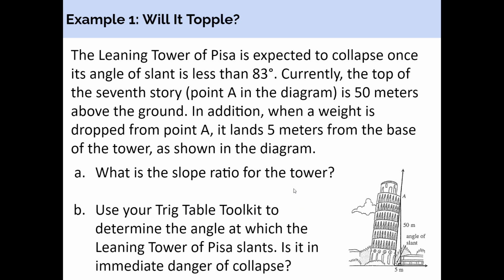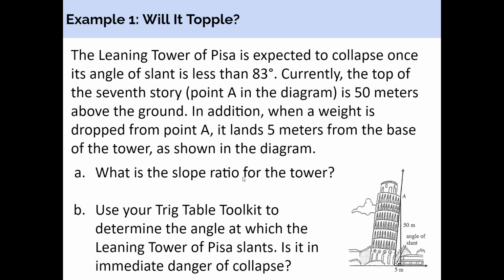First little exploration is the Leaning Tower of Pisa. It's expected to collapse once its angle of slant is less than 83 degrees. So right now we have some measurements. It's 50 meters above the ground, that little point where we're apparently going to drop a weight from point A there. If we drop something, it'll land 5 meters away, and we can assume that's a right angle because it's dropping straight down towards the ground.